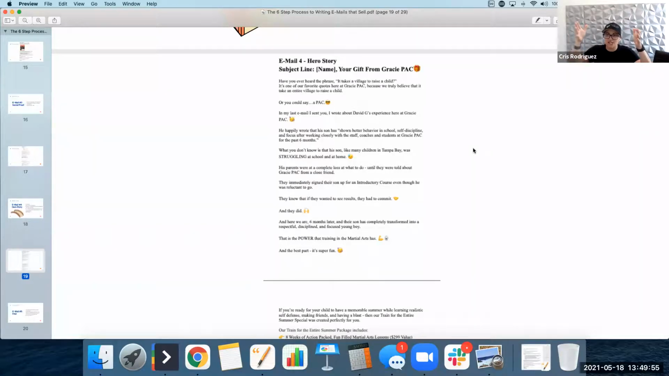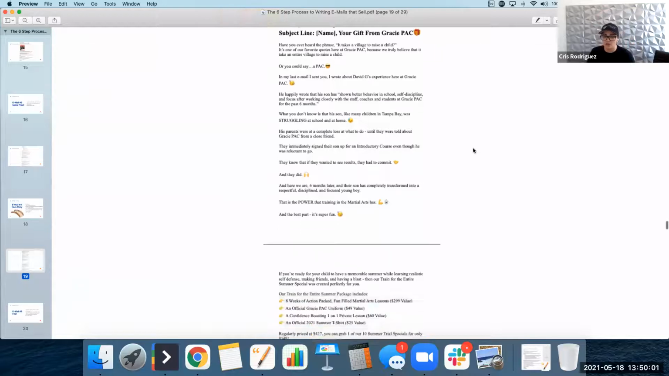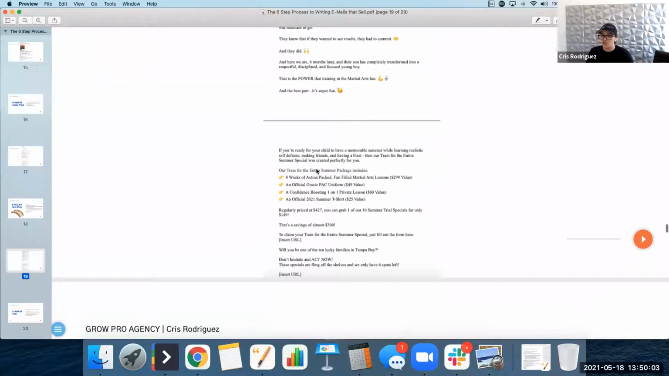I'm taking David G's son's story and I'm tying it into the testimonial that I put in email number 3. And then look, it's just another copy and paste job. I literally swapped out the check mark emojis for the finger pointing emojis. It has the same urgency and scarcity. It's got the offer breakdown. It's got the benefits that they're going to get. It has the savings, and it has the URL link.